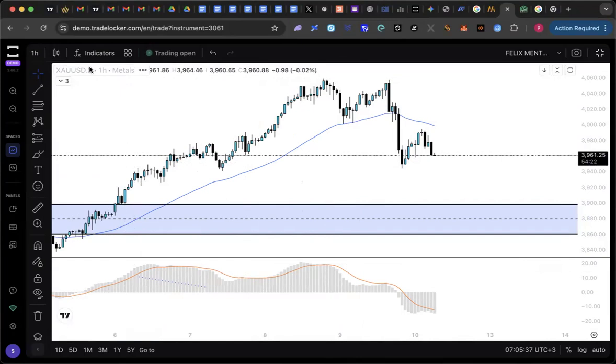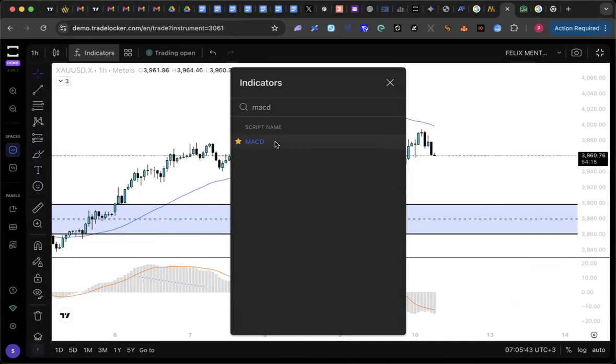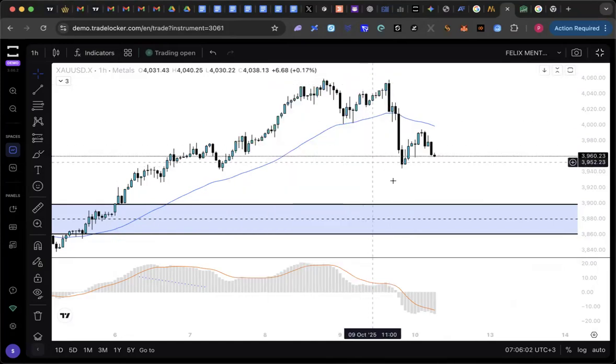Now, if you go to your TradingView, you're going to go to indicators and look for MACD. That's MACD, which stands for moving average convergence divergence, and you're going to put that. Next, you're going to go for EMA, that is the exponential moving average. So these two are the combination.